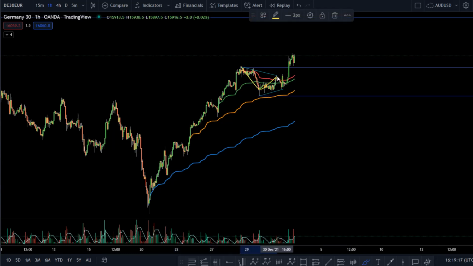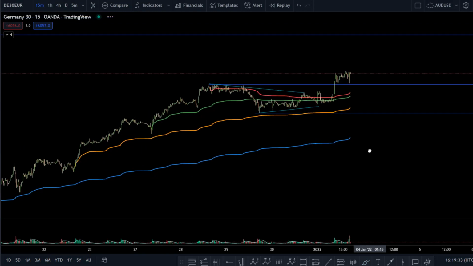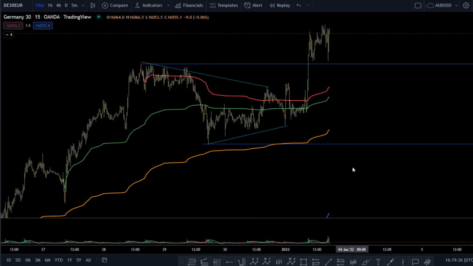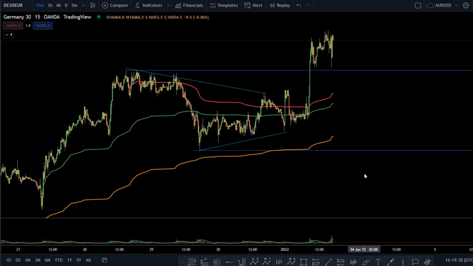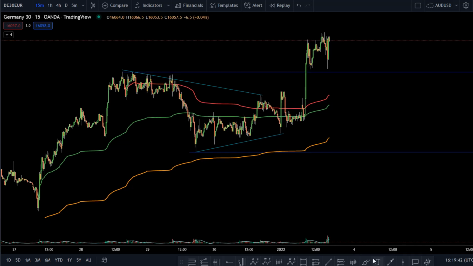Which is a three-wave correction, by the way, a contracting flat. So look at this here. A contracting flat doesn't really give you the opportunity for an extreme level trend trade because it happened so fast. But let's go to the 15-minute. We got a clear flag trend trade, or in this case it's more of a corrective pattern, right?